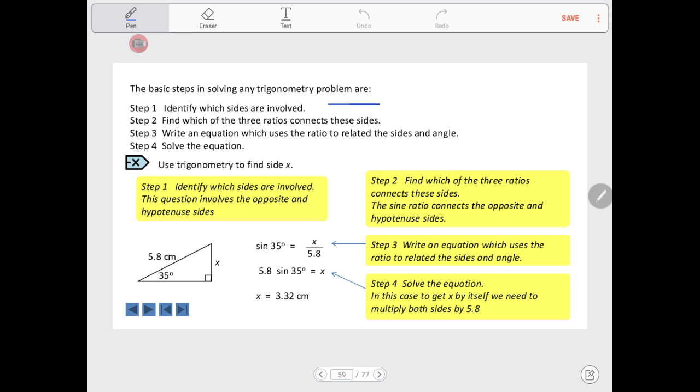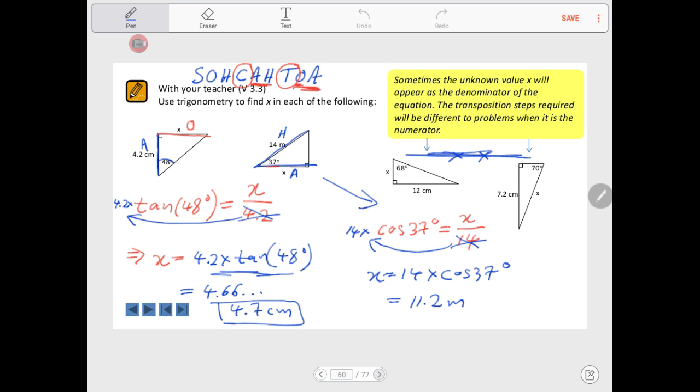And this is a useful page, even though we didn't spend much time on it. We followed these steps in that working out. We identified which sides were involved. We found whether we use sine, cos or tan. And in our examples, the first one we used tan, the second one we used cosine. We wrote the equation down and then we solved it. So we actually followed these steps in this working out for these two. We went through all that.